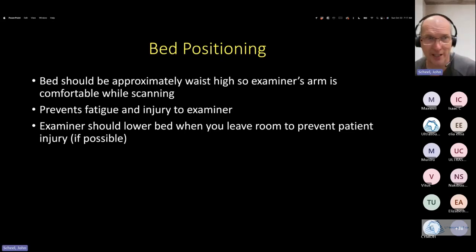So bed positioning, if you can raise or lower your bed, the bed should be approximately at the waist height so that the examiner's arm is comfortable while scanning. It prevents fatigue and injury, but just remember that you should lower the bed when you leave the room so that patients don't fall off the bed.